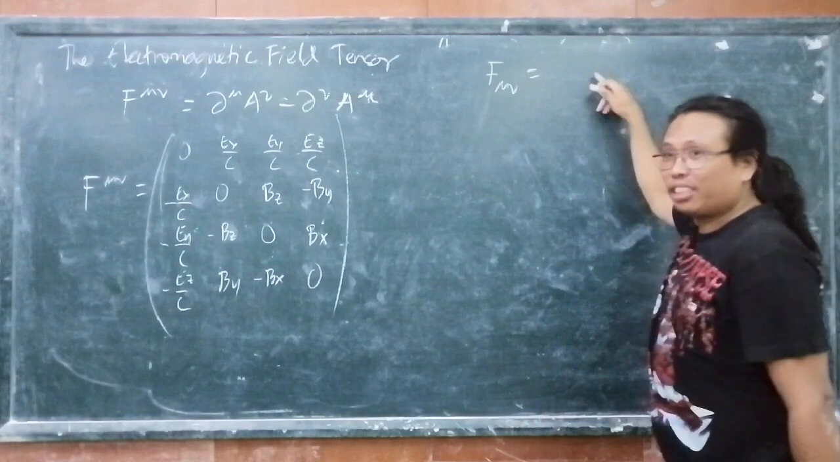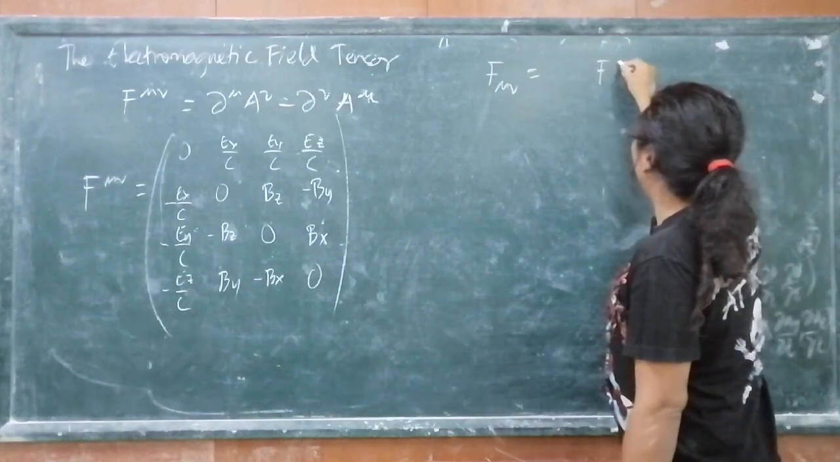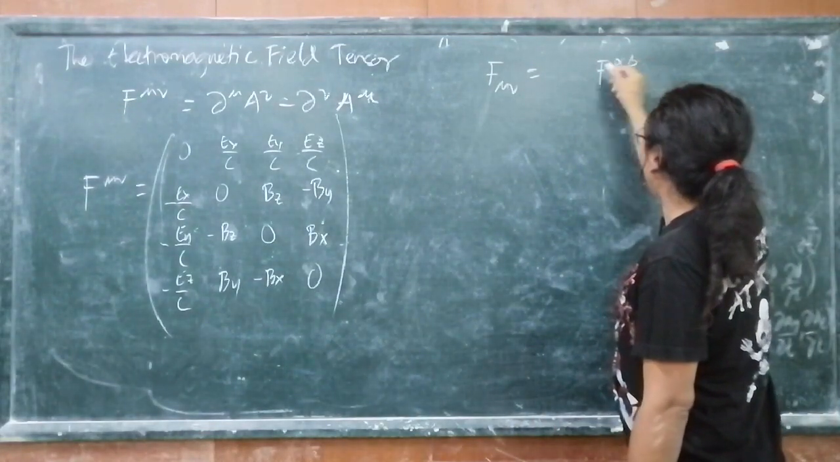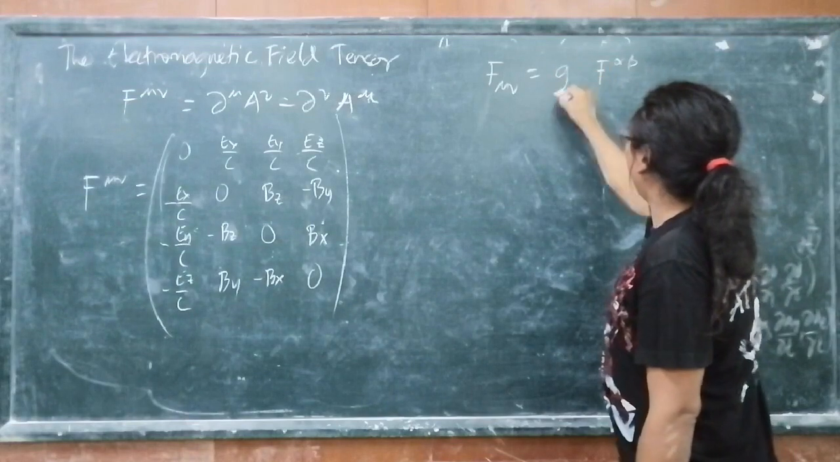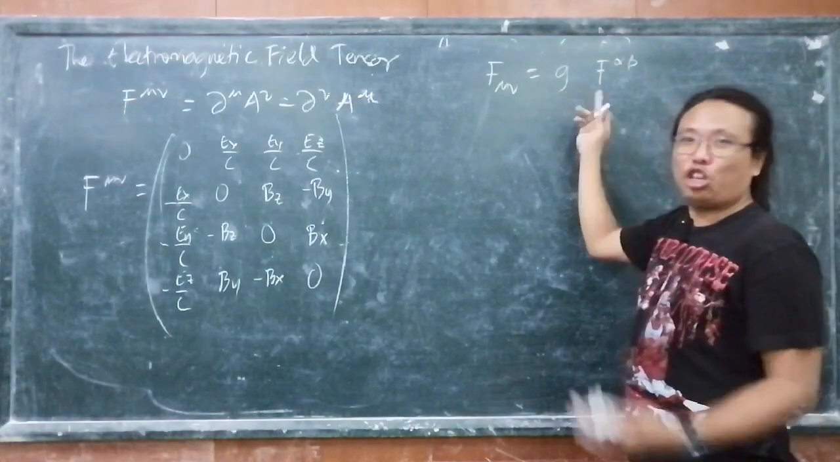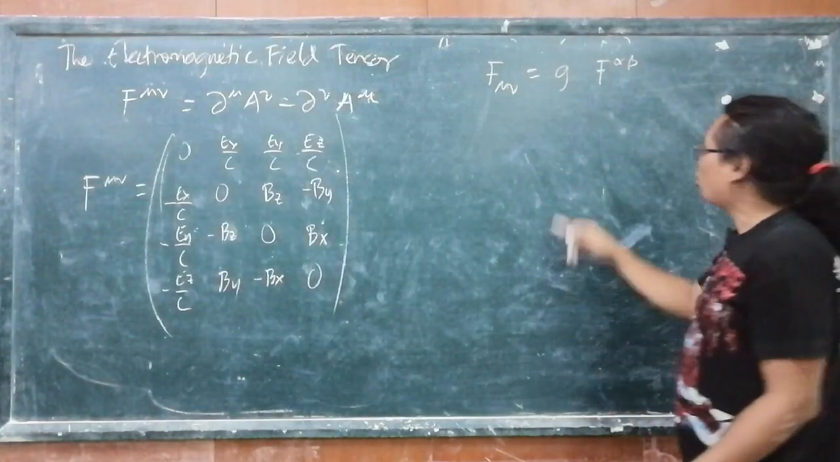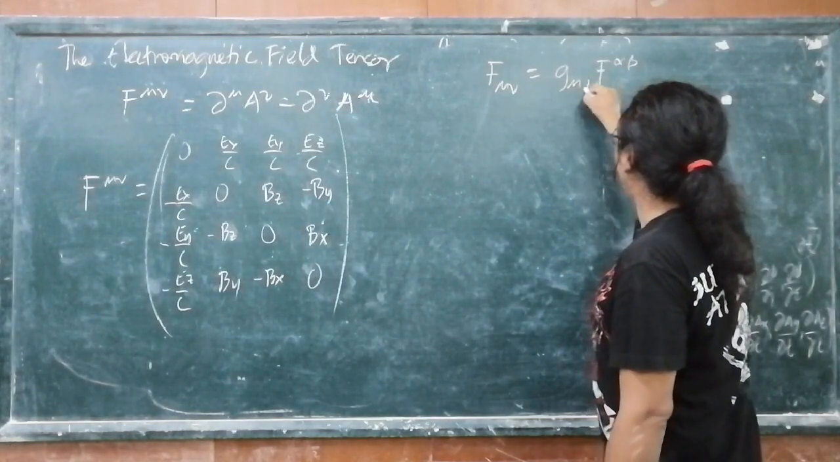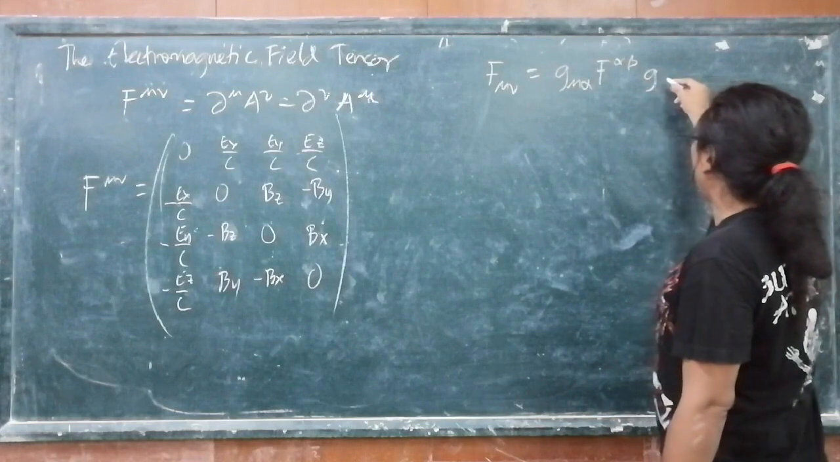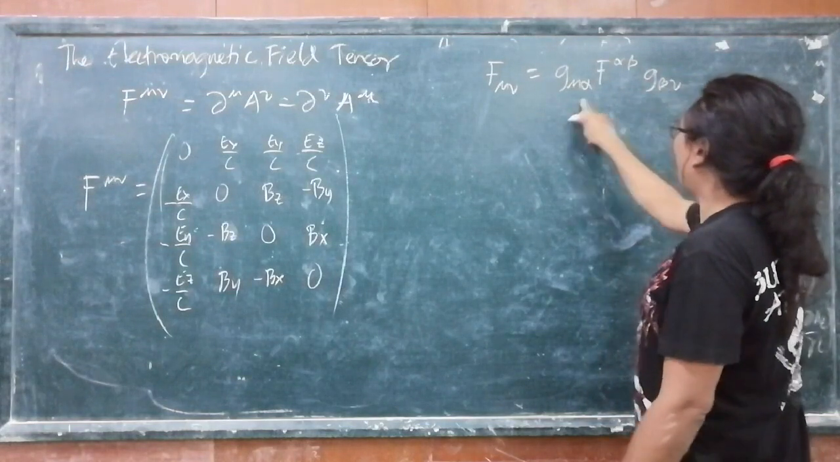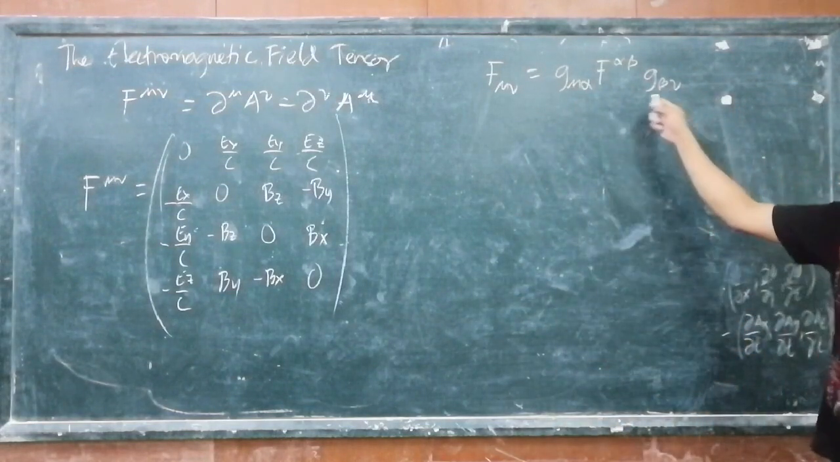Well, you contract F alpha beta with G mu. You lower or raise an index by multiplying with the metric tensor. So this is G mu alpha times G beta nu. Why do you think I wrote it this way?